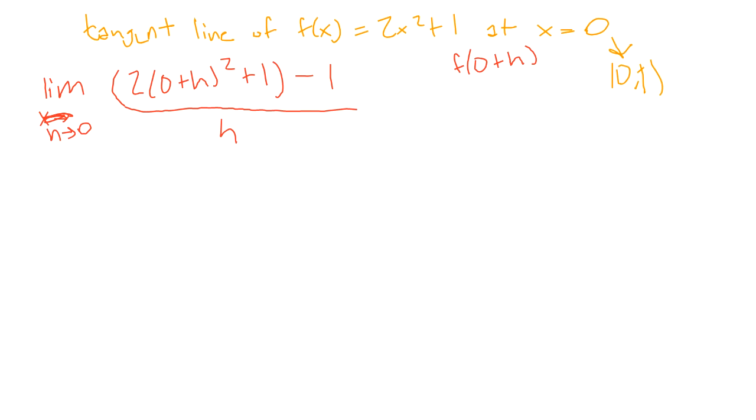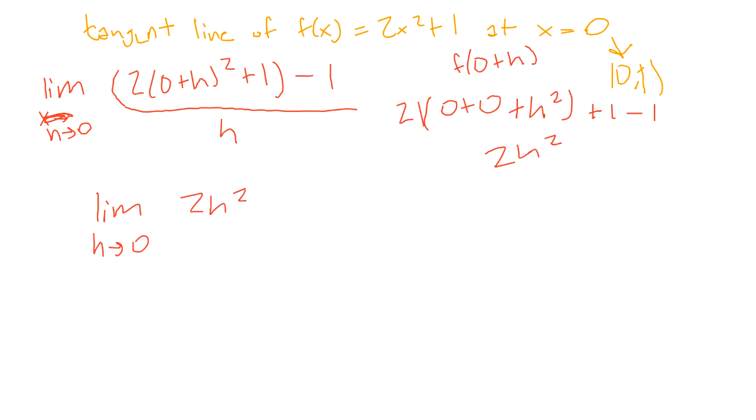Now think about what this graph is doing. The first thing we can do is clean some stuff up a little bit. We can expand this top part of the function. If we square out 0 plus h, we get 0 squared, which is 0, plus 2 times 0 plus h. Once again, we get 0. If we just FOIL all this out, 0 times h, 0 times 2, plus h squared, plus 1, minus 1. Now if we divvy this out, we're left with just 2h squared. So now we take the limit as h approaches 0 of 2h squared over h.